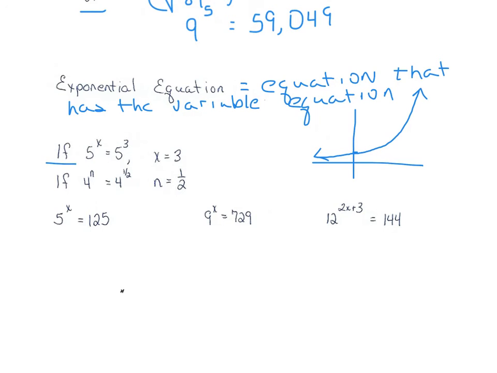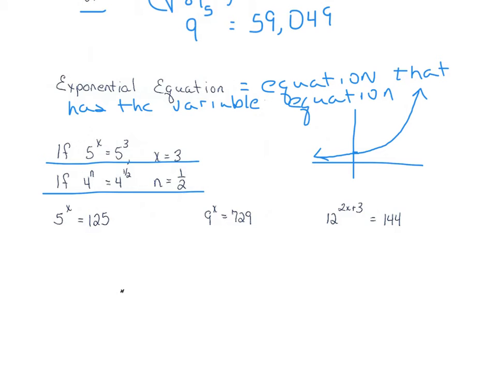Here's an example. If 5 to the x equals 5 to the 3, notice the bases are the same. If the bases are the same, then the exponents are equal to each other, and we get that x equals 3. The next one, notice I have the same base. If 4 to the n equals 4 to the 1/2, then n is 1/2. If the bases are the same, then we can set the exponents equal to each other.